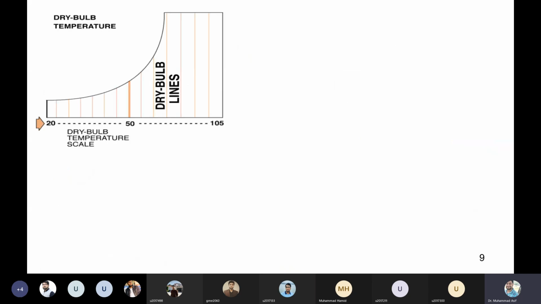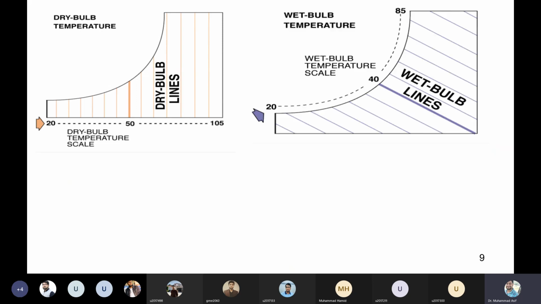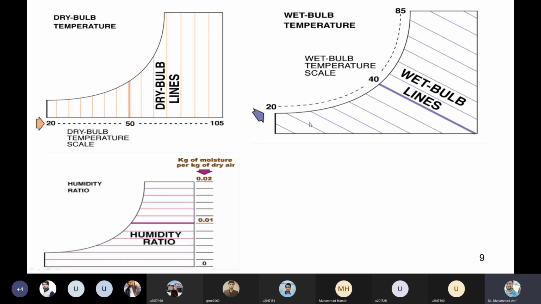You can also see these lines separately. As I mentioned, of the 7 properties, one is the dry bulb temperature, which is the vertical line. Then we have the wet bulb temperature lines. As you can see, these are the wet bulb temperature lines. Then we have the humidity ratio, which is the kg of the moisture per kg of the dry air.